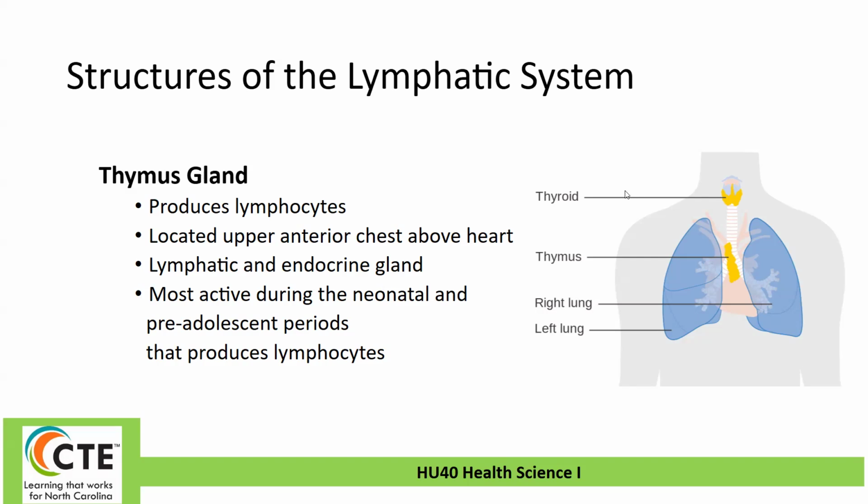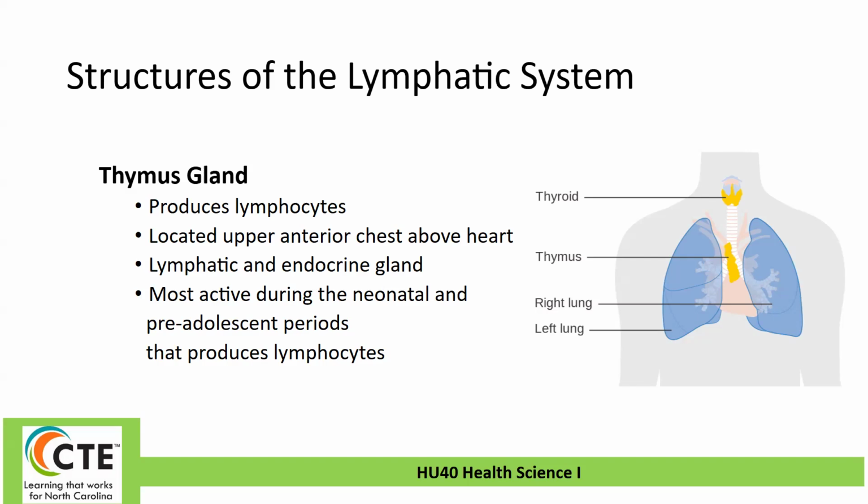So just know that a lot of times, a lot of these structures are working hand in hand. They're also doing multiple tasks, so they don't have to be labeled into just one system. This is the most active during our neonatal and pre-adolescent periods, producing those lymphocytes, just because those are the times where our body is most fragile to infection or bacteria.